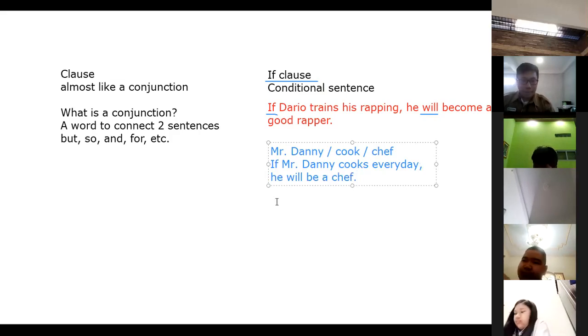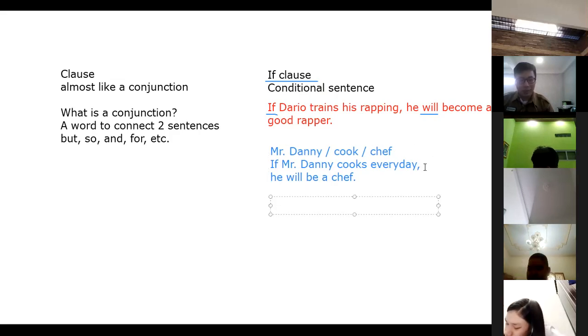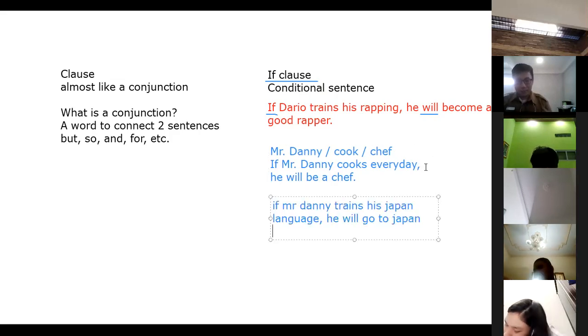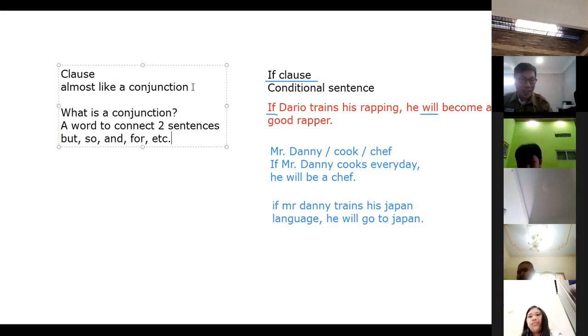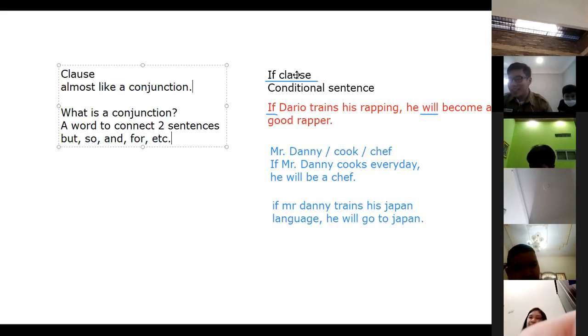Wait a moment. I think this one is from Jeffrey. Okay, Jeffrey. Clause almost like a conjunction, itu gak ada titiknya loh, Mister. Mister juga nggak ada titik. Terus yang if clause itu juga nggak ada. This is not a sentence.